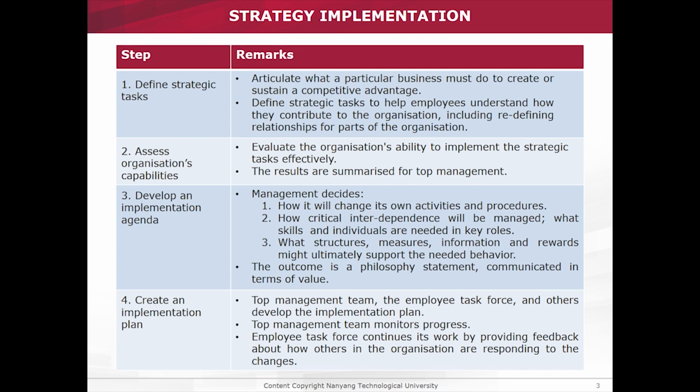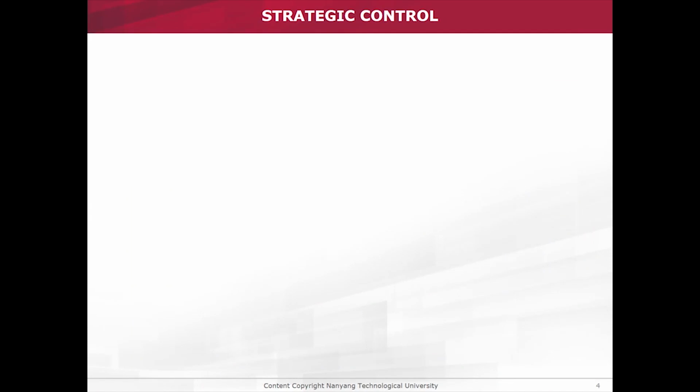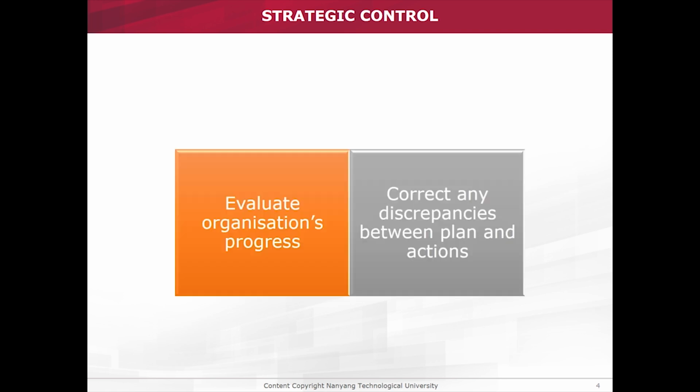The employee task force continues its work by providing feedback about how others in the organization are responding to the changes. The final step of the strategic management process is strategic control. It is a system designed to evaluate the organization's progress and correcting any discrepancies between the plan and actions.